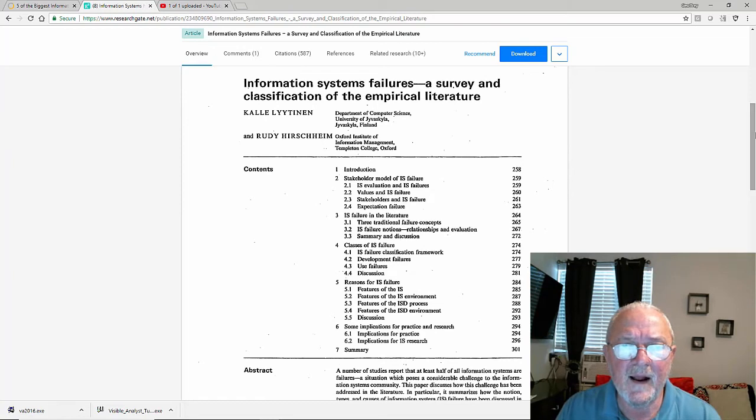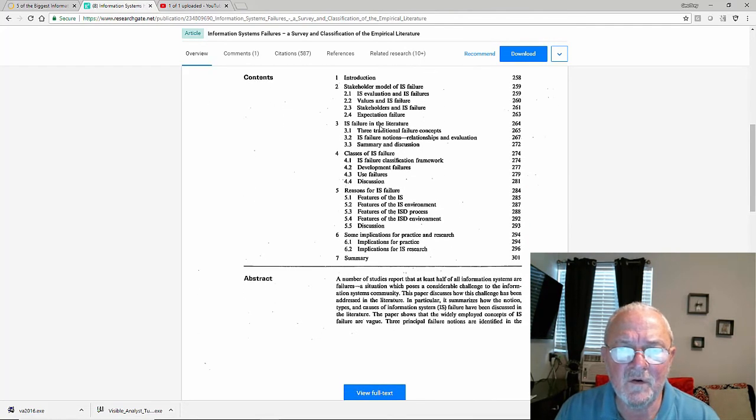Here's an article by Kaye Linton and Rudy Hersheim, and I'm familiar with these folks. And sure enough, if you look through this, classes of IS failure, features of the ISD process, this is good. Okay, and if you go through this, you'll find that they do indeed tie it to system development lifecycle phases. Well, I hope these examples give you a better understanding of the homework assignment and what I'm expecting.